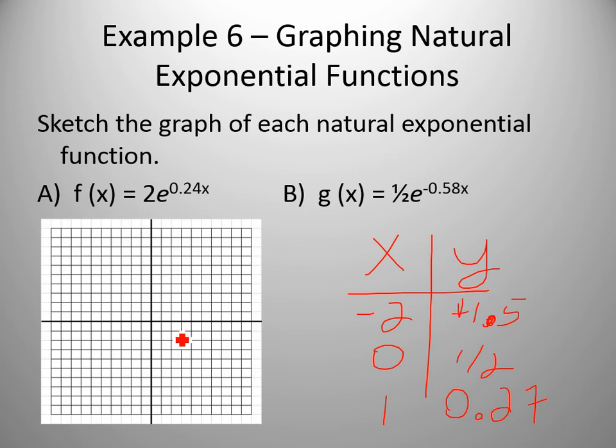So when I put that point on the graph, -2, +1.5 is going to be right about there. I got 0 and 1/2, that's going to be right about here. And then I have 1 and 0.27, that's going to be right about here, real close to the axis. So once again, I got 3 points. I kind of know what the shape of this is going to be already, so I just want to draw my curve to go through those points, just like that. So that's a sketch of what part B is going to look like.